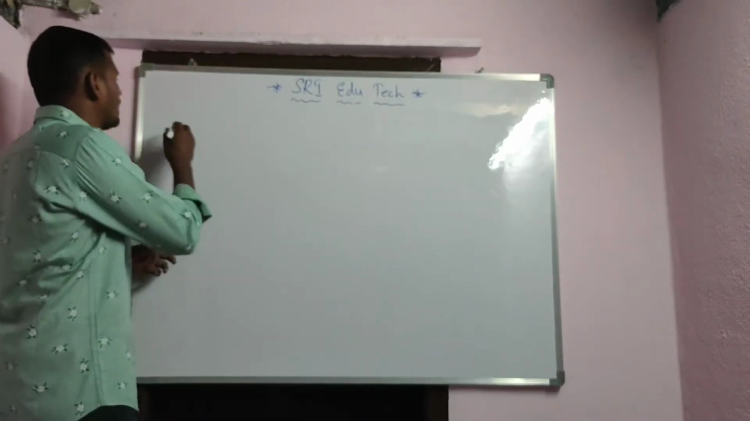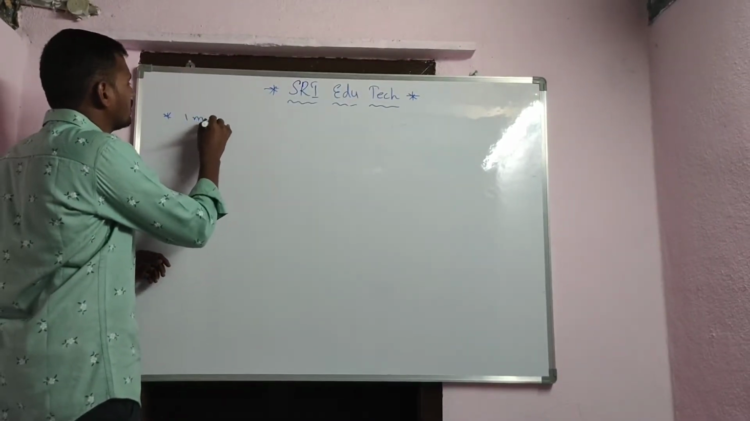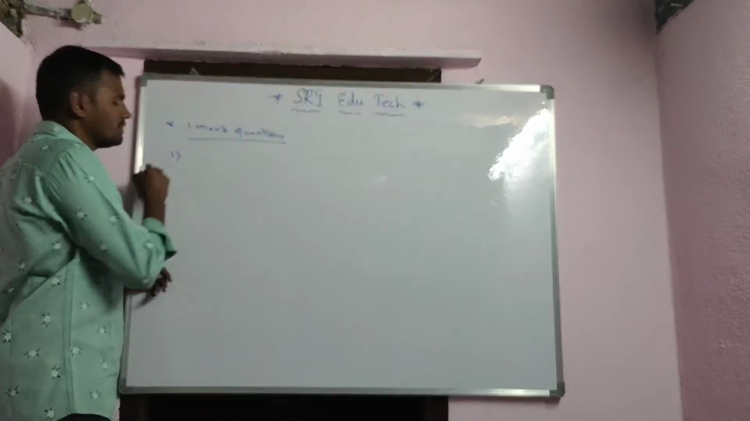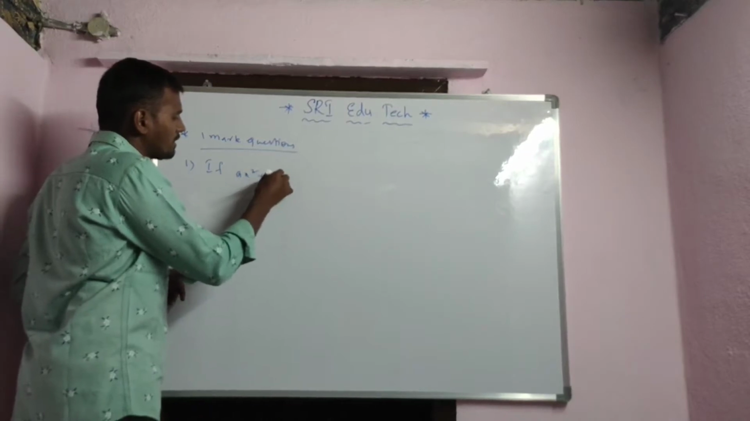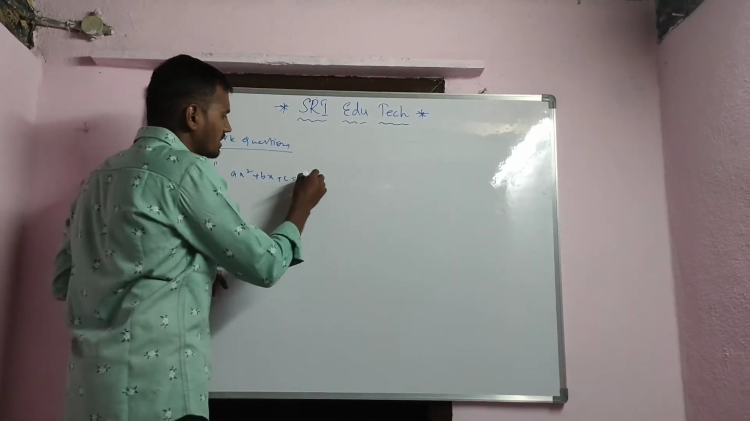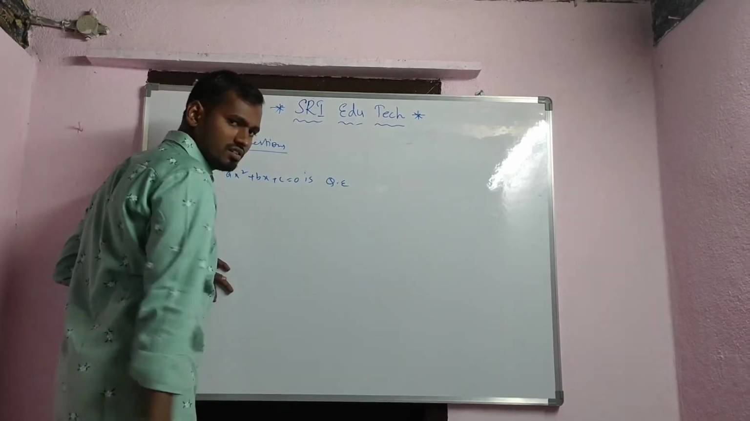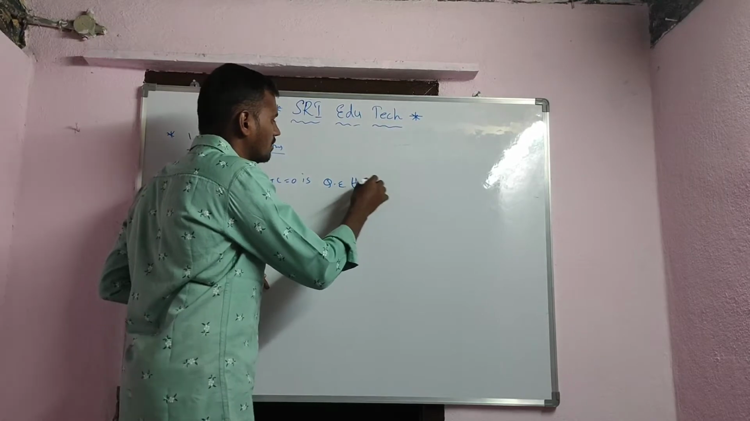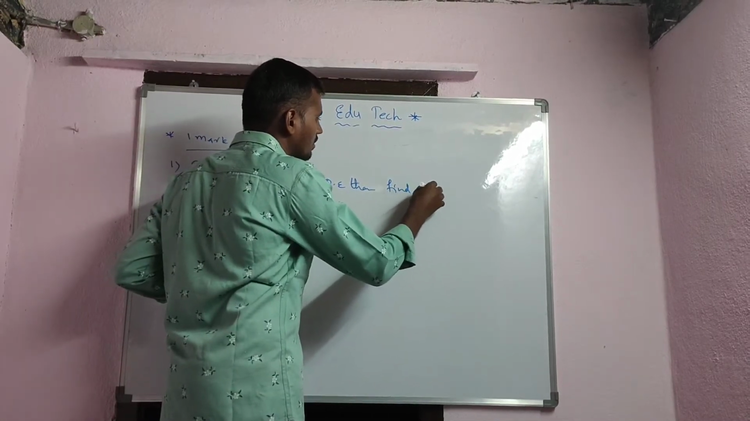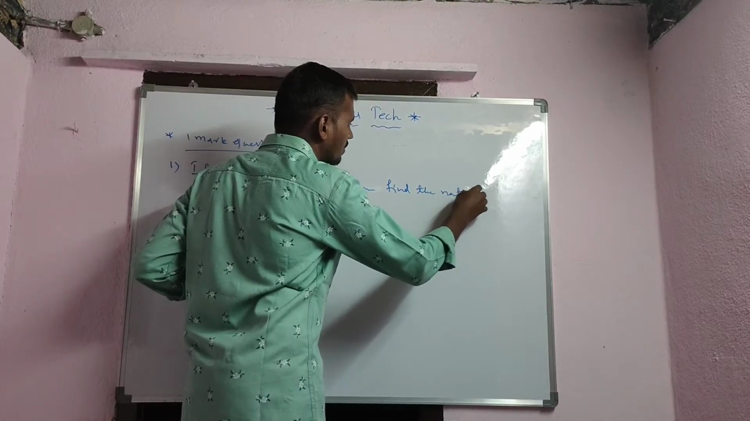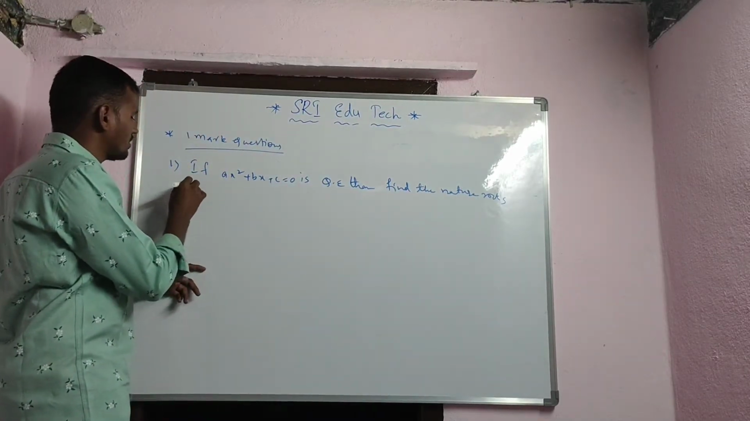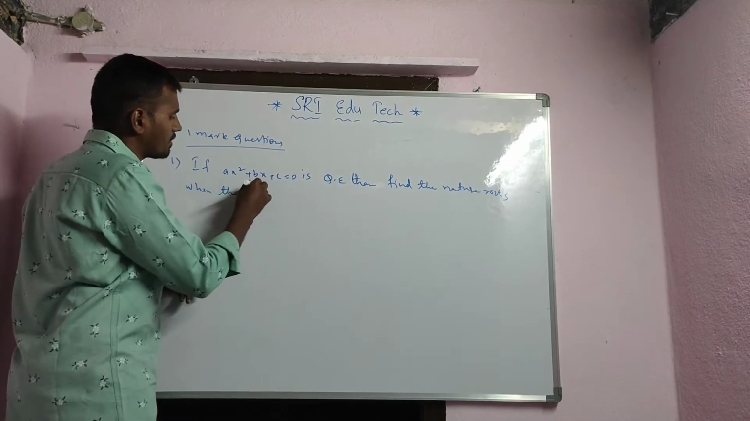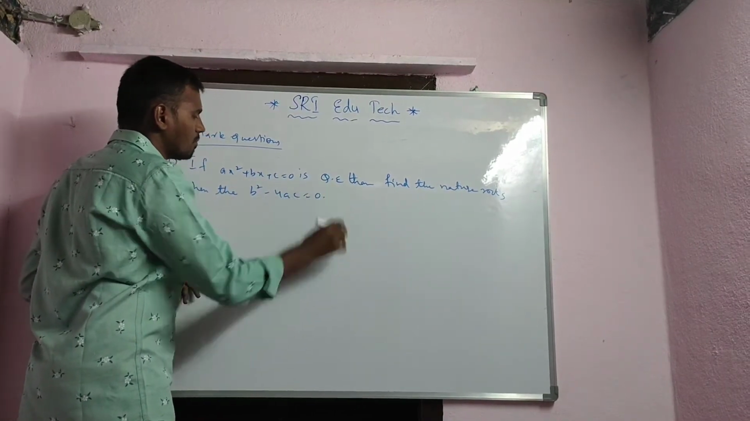Today we are going to discuss the topic important questions in quadratic equations. Let's see. First, I am going to discuss one more question. Number 1: If ax square plus bx plus c is equal to 0 is a quadratic equation, then find the nature of roots when b square minus 4ac is equal to 0.